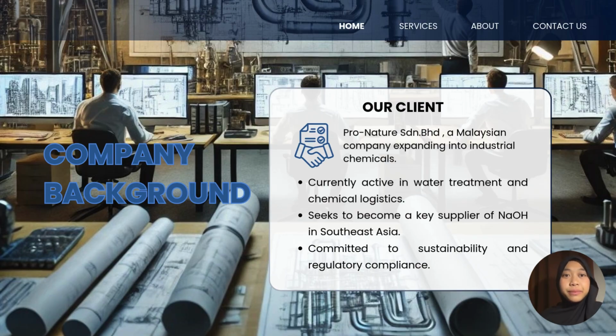They are a Malaysian-based company aiming to diversify into industrial chemical production. With experience in water treatment and logistics, Furniture intends to become a leading supplier of sodium hydroxide throughout Southeast Asia.